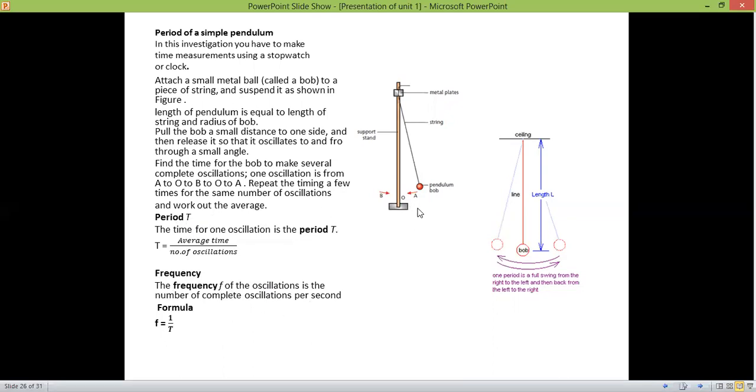Next, we have to discuss what is amplitude. Amplitude is the horizontal distance from the rest position to one of the extreme positions. That is, the distance from O to A, or the horizontal distance from O to B, is the amplitude.